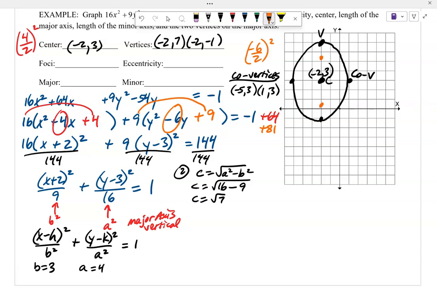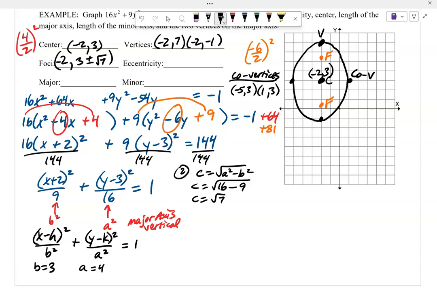If I could kind of draw the foci here. But I'm going to do it in exact form. So I'm going negative 2, 3, up or down root 7. So there's both points. Negative 2 comma 3 plus root 7, negative 2, 3 minus root 7. That accounts for both of those.